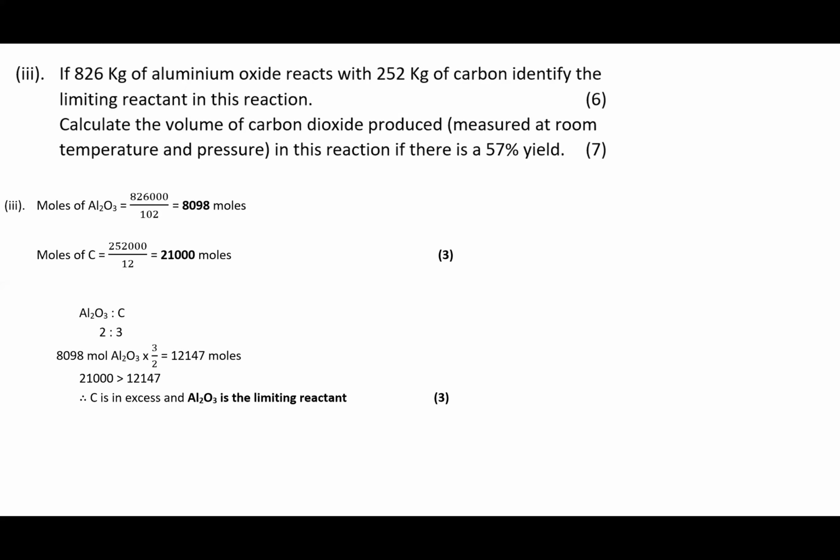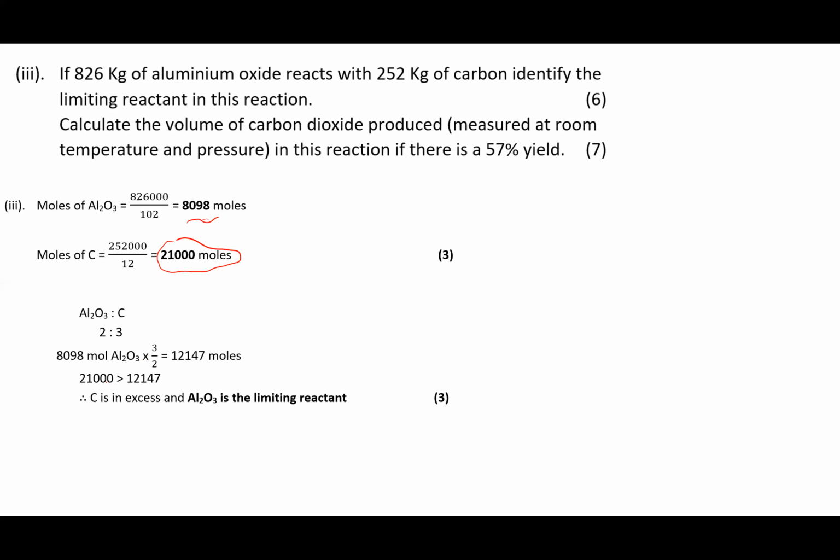So we're going to take the 8098 moles of aluminium oxide and we'll apply the ratio to it. So you multiply by 3/2 or divide by 2 and multiply by 3, and you get your 12,147 moles of carbon needed to fully react with the aluminium oxide. Now we've already worked out that we have 21,000 moles of carbon, okay, which is the equivalent of the 252 kilograms.